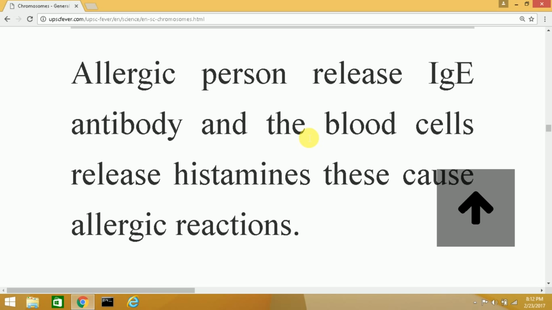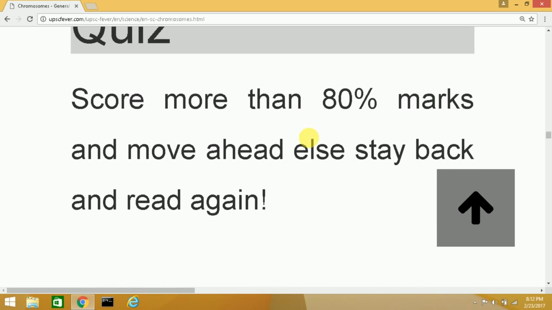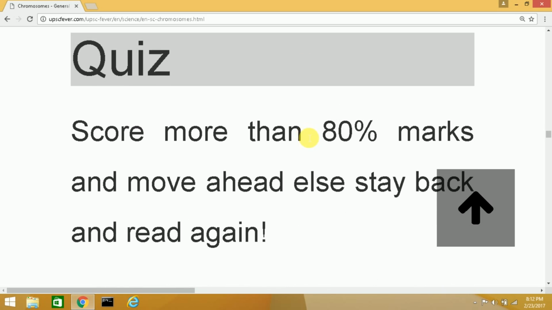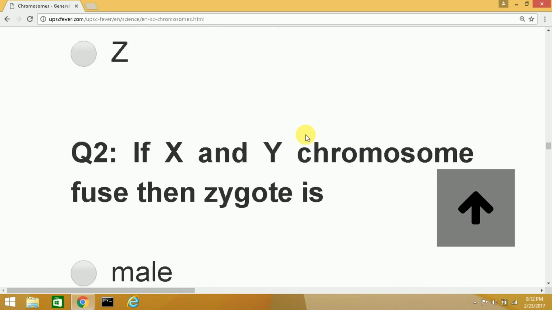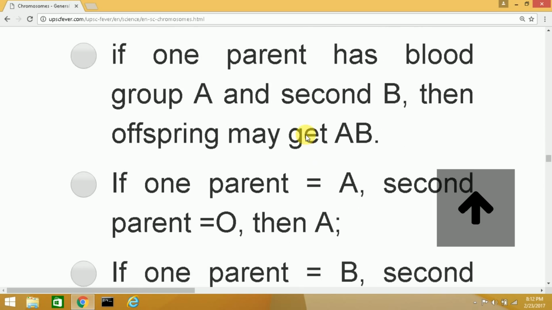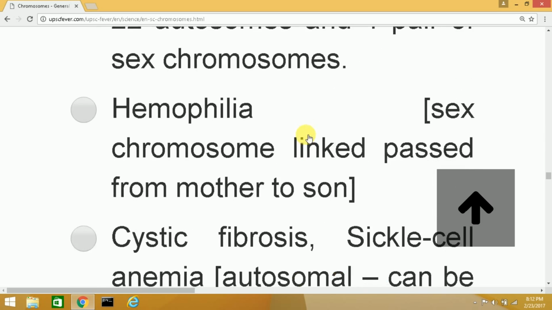That was it about chromosomes and chromosomal disorders. There is a chapter review quiz, and if you can attempt this successfully, then you may move to the next chapter, chapter number 16. Right, so thank you for watching this video.